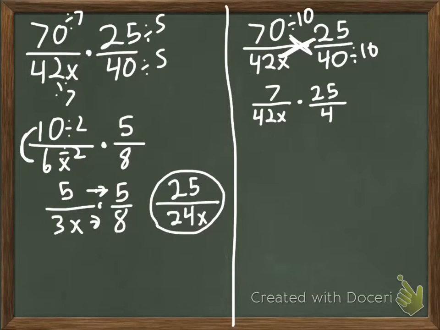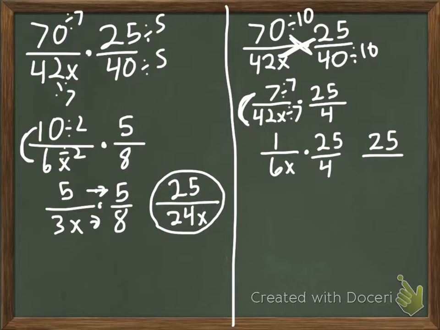Still can't do anything else diagonally, so let's look in the same fraction, this 7 and 42. Well, they're both divisible by 7, so we're going to divide by 7, and we get 1 over 6x times 25 over 4. We cannot do any more reducing, so let's multiply across. 1 times 25, 25, 6x times 4, 24x. Hey, it worked out. That's good. That means we didn't make a mistake. Hopefully.